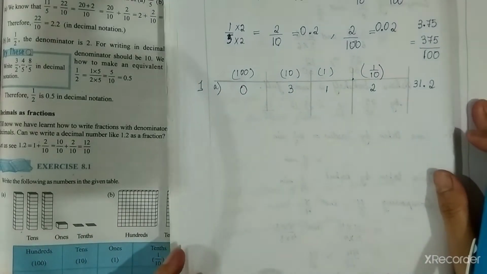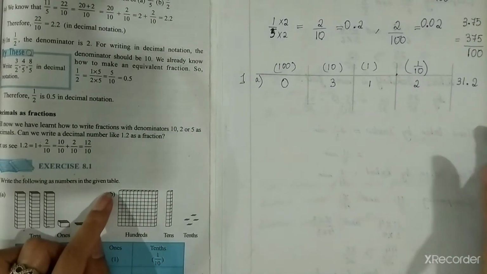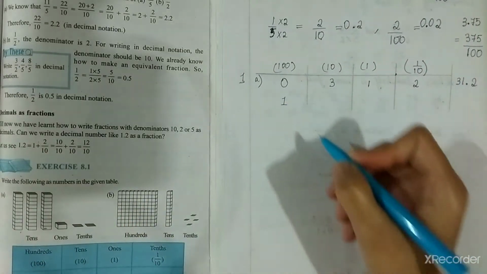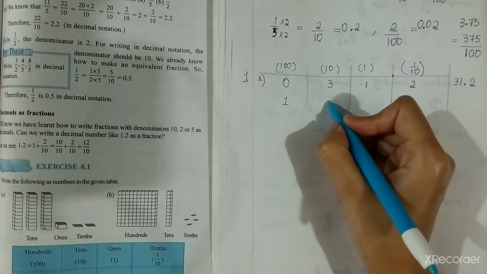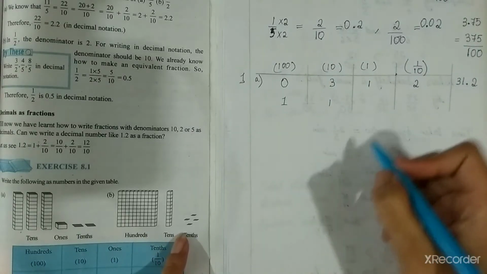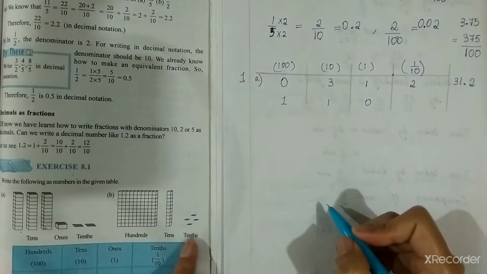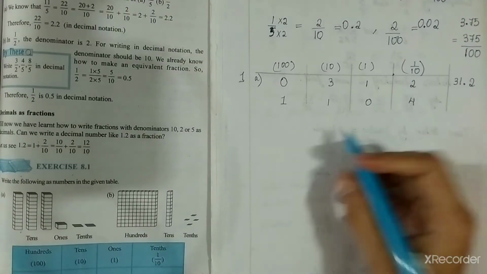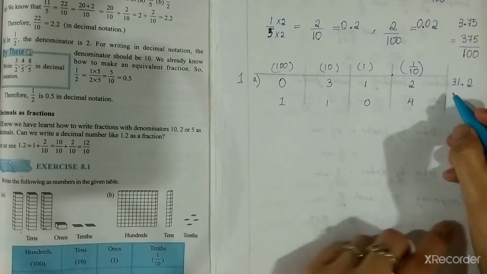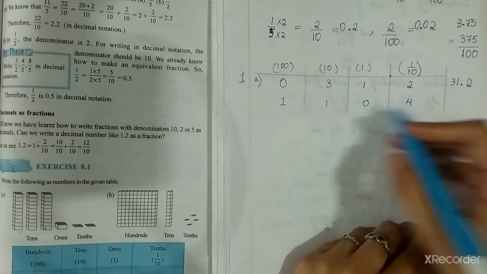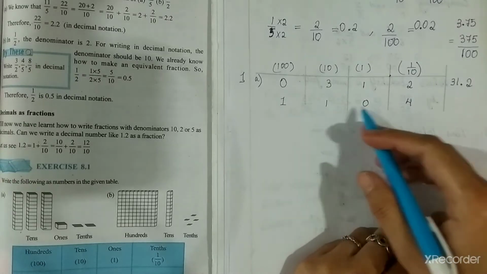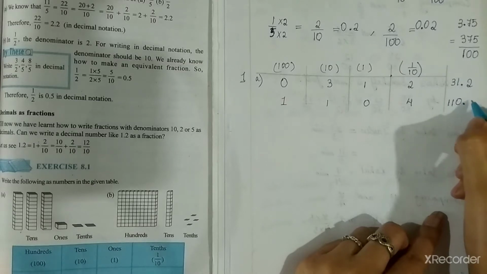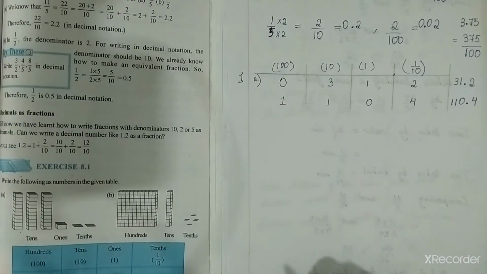Now let's look at the second figure. In B, how many 100? There is 100, 100. How many tens? Again 1. Is there any ones? No, so I will just fill up a 0. How many tenths? 4 tenths. So how am I going to write this in numerical form? 1 1 0 1 1 0.4 is our answer.